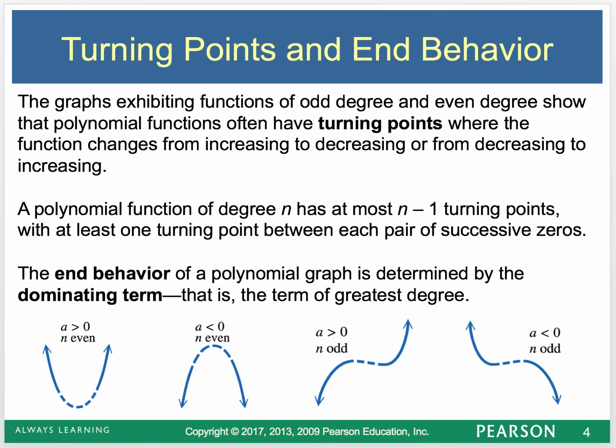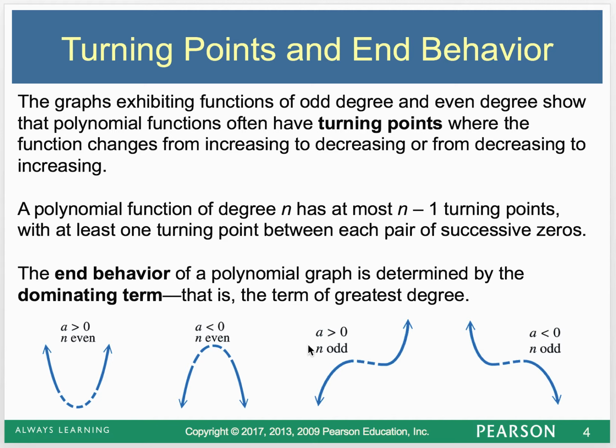Okay, really, I've already covered this. This is about the end behavior, right? So the turning points, here's if you have n, your biggest exponent, the term of greatest degree. If it's even, it makes a parabola shape. Of course, if your coefficient, the number in front of that term, is positive, it's going to open up. And if it's negative, it's going to open down.